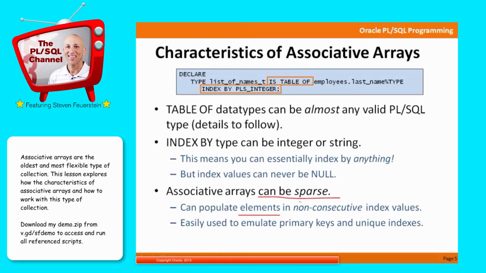So this ability to not have to sequentially fill or densely fill your collection results in lots of interesting advantages. Particularly, you can easily emulate primary keys and unique indexes from relational tables as indexes in your associative arrays, since we often use integers, sequence-generated integers, as our primary key values.